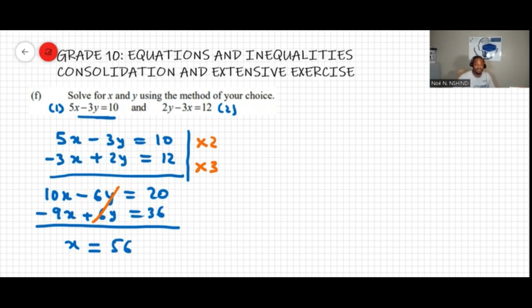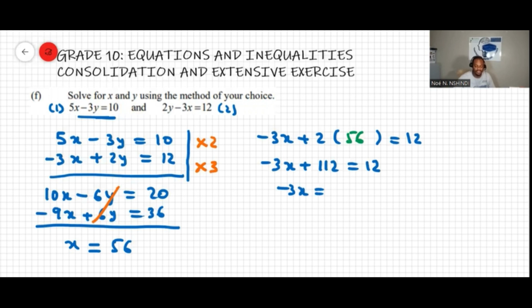Now, I'll substitute that value in the other equation, which is negative 3x plus 2y equal to 12. I sub the value of x, which is 56. So this will be negative 3x plus 56 times 2 is 112 equal to 12. So if I move this over, that makes negative 3x equal to negative 100, because 12 minus 112 is 100.